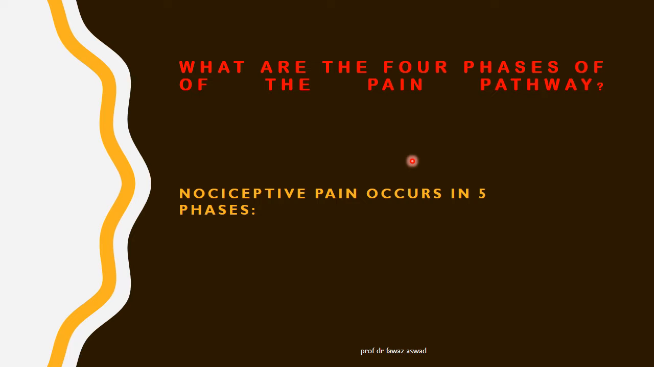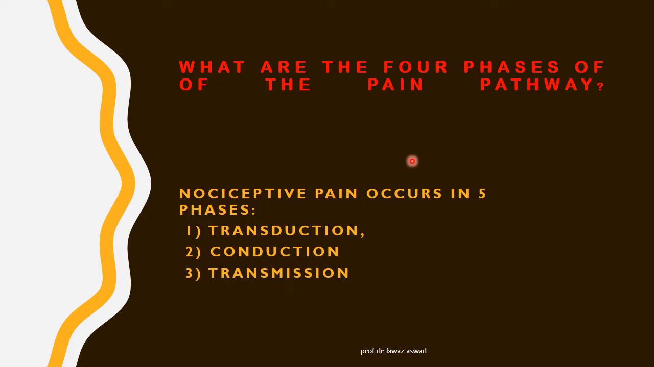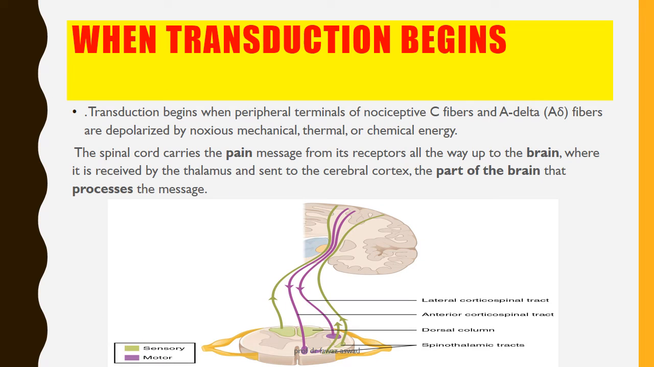Again, we have to know the four phases of the pain pathway, as we are going to see: the transduction, the conduction, the transmission, modulation, and the perception, and we are going to have some idea about each one of the following. So let us understand what's going to happen when there is any stimulation to the area and how the response is going to be.